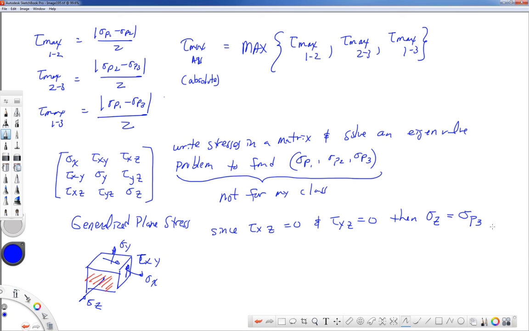All right, so now if I know that that is my third principal stress, all I have to do is use a 2D Mohr circle in the XY plane to find my two principal stresses, sigma P1 and sigma P2, and then my third principal stress would be sigma 3, and then I've got it made. I can compute my absolute maximum shearing stress.